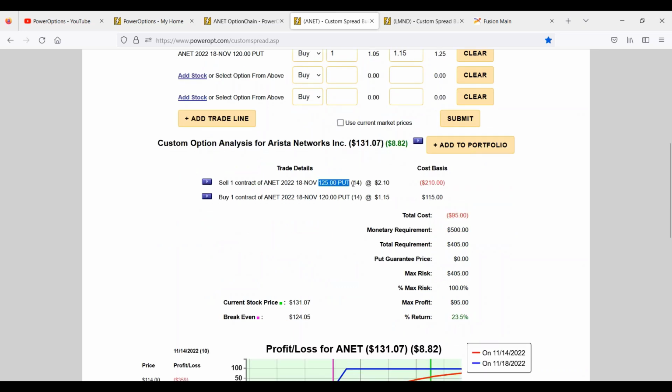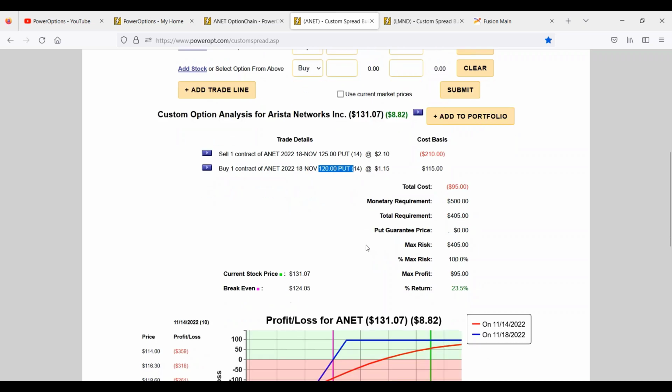However, I don't have the full obligation, or even if I'm using margin, the margin obligation of selling the put at 125 without it being covered. The 120 put covers that. So for one contract, if the maximum loss was realized, it would only be $405 per contract. Now, I may have to put up $500 in full with my broker to cover the obligation between selling the 125 put and buying the 120 put, because that's the most I could lose.